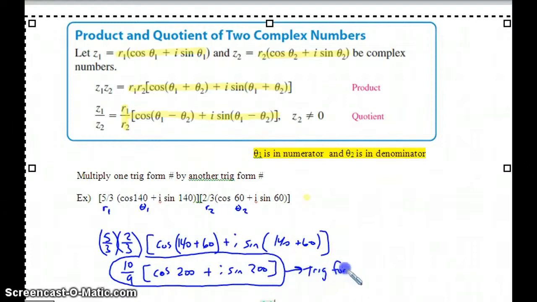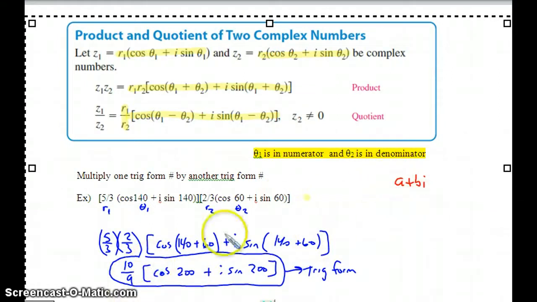Now, I may not always be asked to leave it in trig form. So if I'm asked to change it to standard form, in other words, standard form would be a plus bi, I would have to figure out what A is and what B is, and the way I can do that is I can just multiply this in. I can do 10/9 times the cosine of 200 and 10/9 times the sine of 200. So doing that, because 200 is not on my unit circle, I would use my calculator. So when I do 10/9 times the cosine of 200 degrees, I end up with negative 1.04.